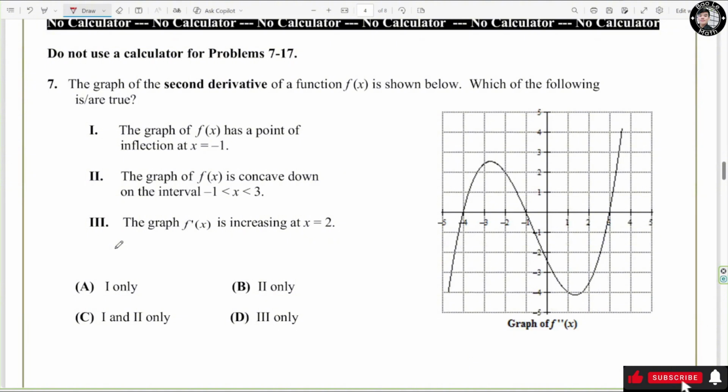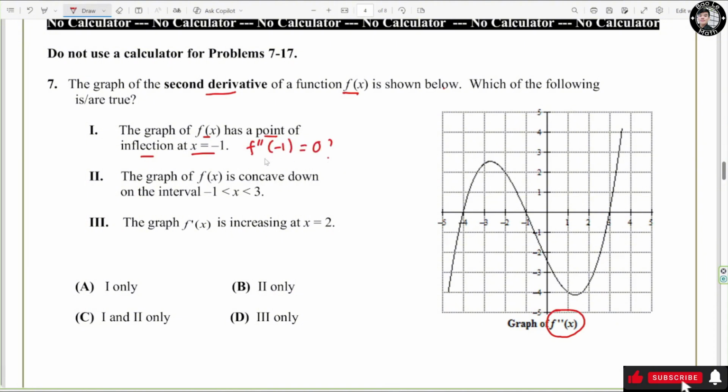Now let's move on to question 7. The graph of the second derivative of a function f(s) is shown below, so this one is f double prime of s. Which of the following is true? The graph of f(s) has a point of inflection at s equals -1. So we need to check whether f double prime of -1 equals 0 or not.